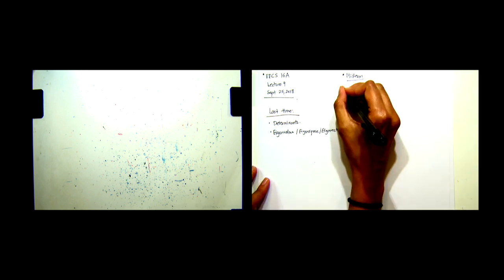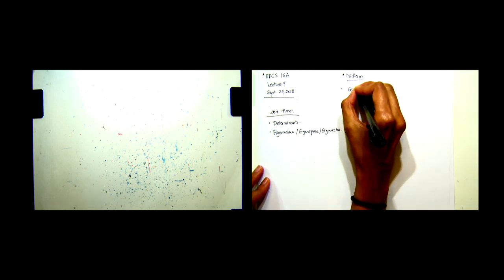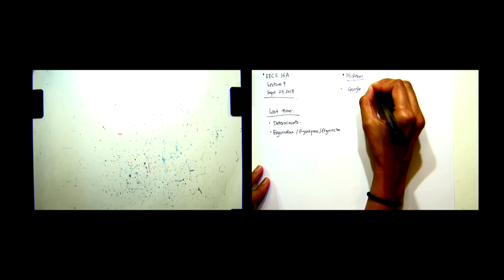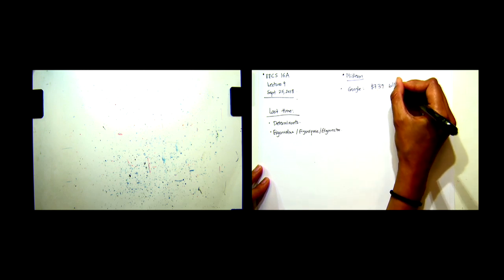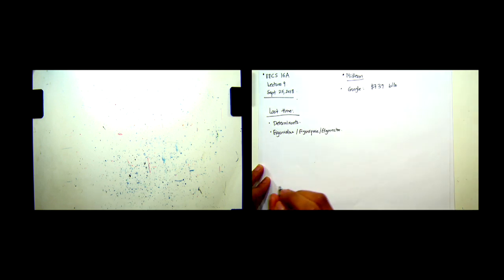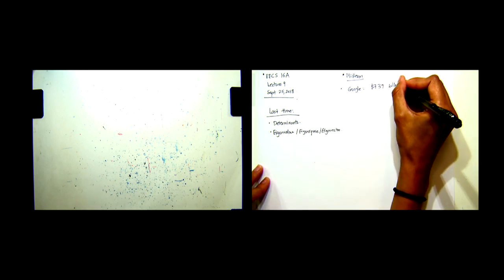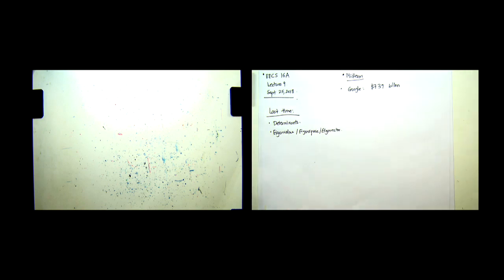I looked up this morning, and I just checked that Google is currently valued at $739 billion. Billion, how do I spell billion? B-I-L-L-I-O-N, yeah. And really, this company was founded based on the PageRank algorithm, which we will be talking about today.